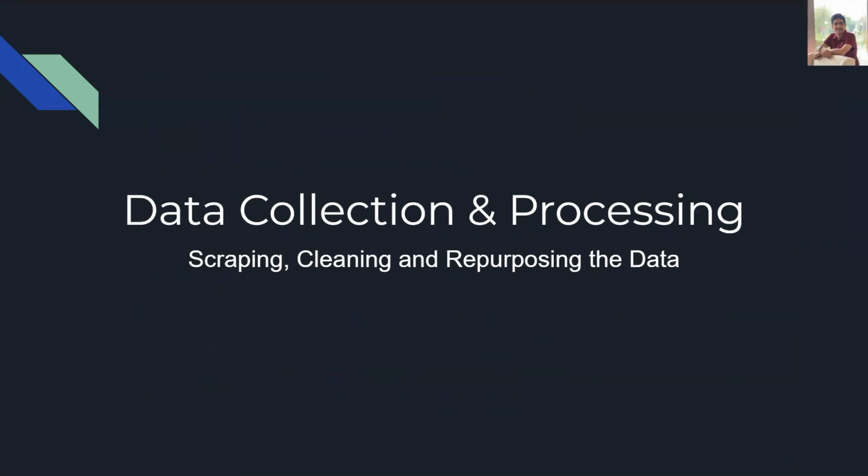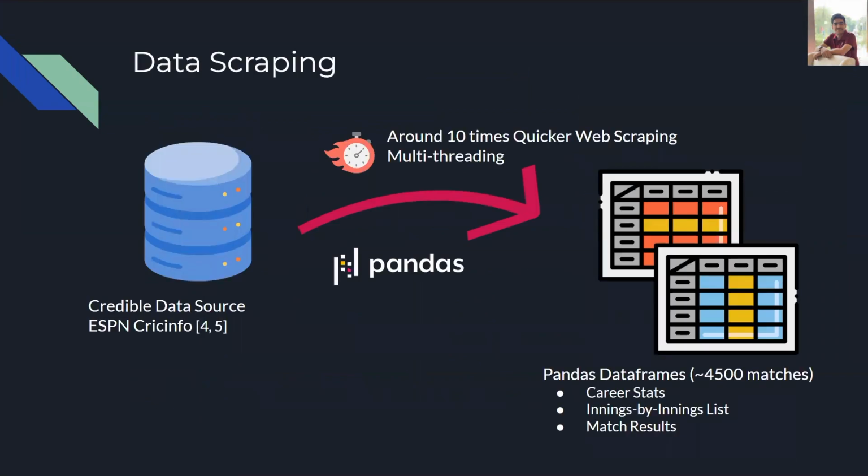So let's talk about data collection and data processing, which involves scraping, cleaning, and repurposing the data. We have web scraped the data from a credible data source called ESPN Cricinfo, which has all the data for all available matches of ODIs, and we have collected data using the Pandas library and have converted the tables to Pandas data frames. And there are around 4,500 matches in total.